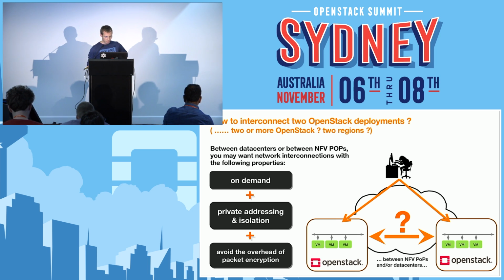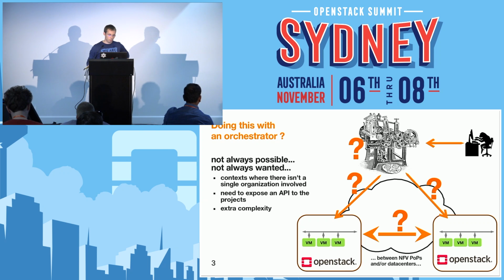So let's see how we can do this. One option is to do this with an orchestrator, but introducing an orchestrator in the picture is not something that's always possible, and something that's not always wanted either. Indeed, there are contexts where there isn't a natural entity, a single organization in the picture, which would be the natural place for being in charge of deploying an orchestrator. So we don't know who would manage the orchestrator. There is organizational complexity involved in the introduction of an orchestrator in some contexts.